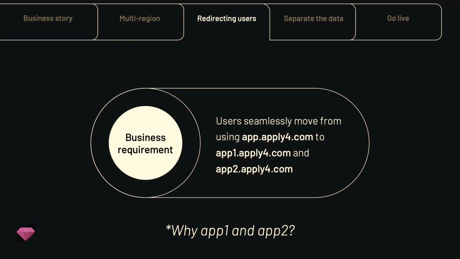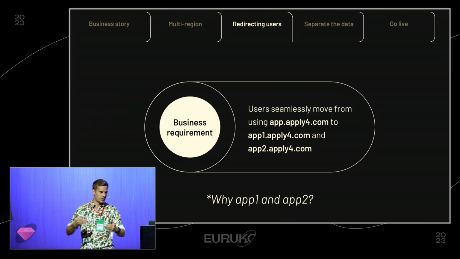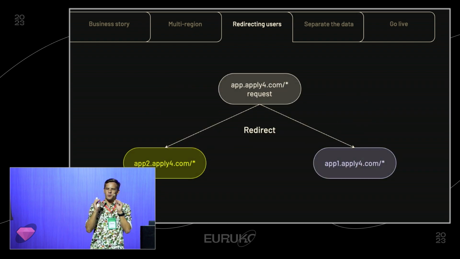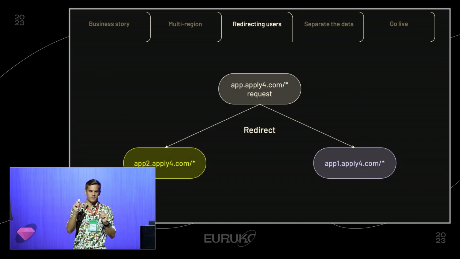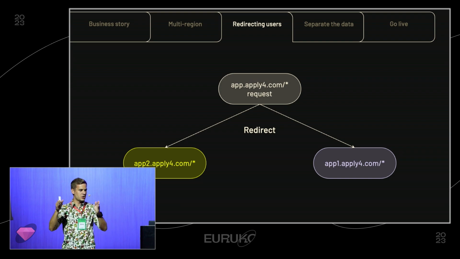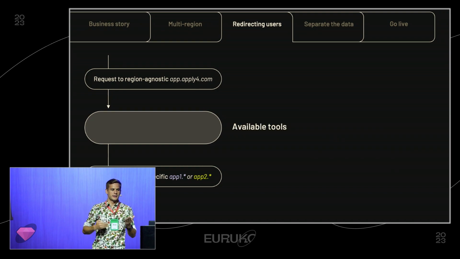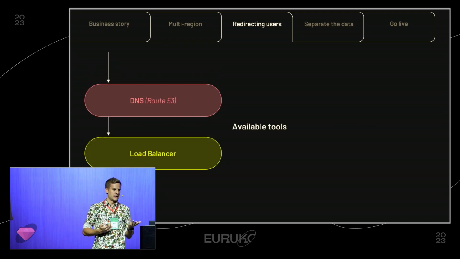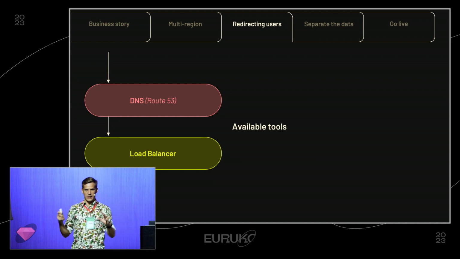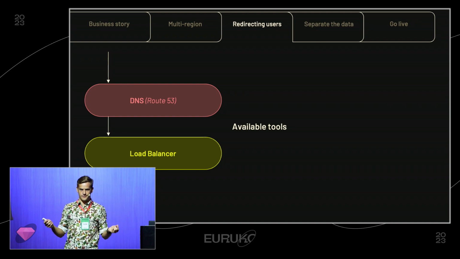That's why I'm referring to app 1 and app 2 throughout the presentation. And for that task, to redirect requests from that one application to two, there are a couple of tools that we can use. The tools that are available to us are DNS and load balancers. That's what we're going to use.